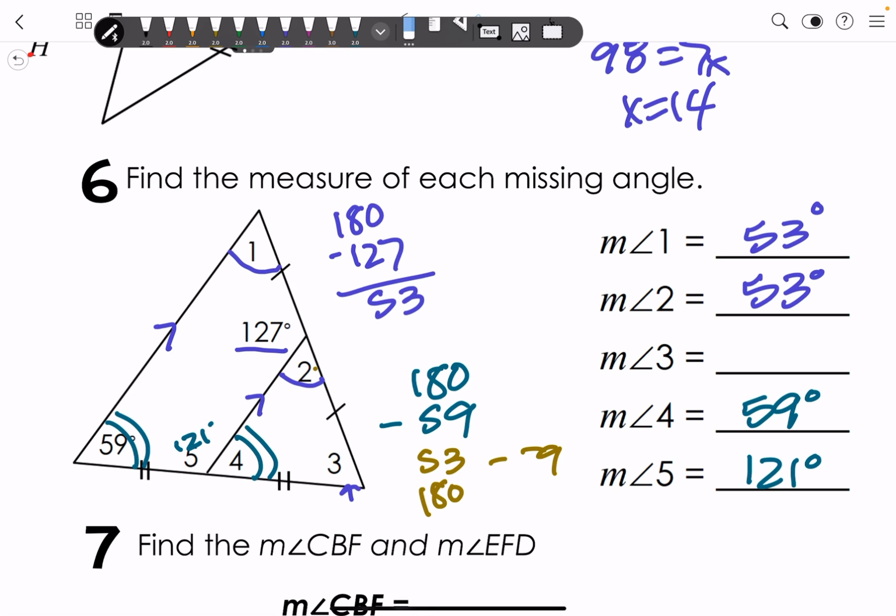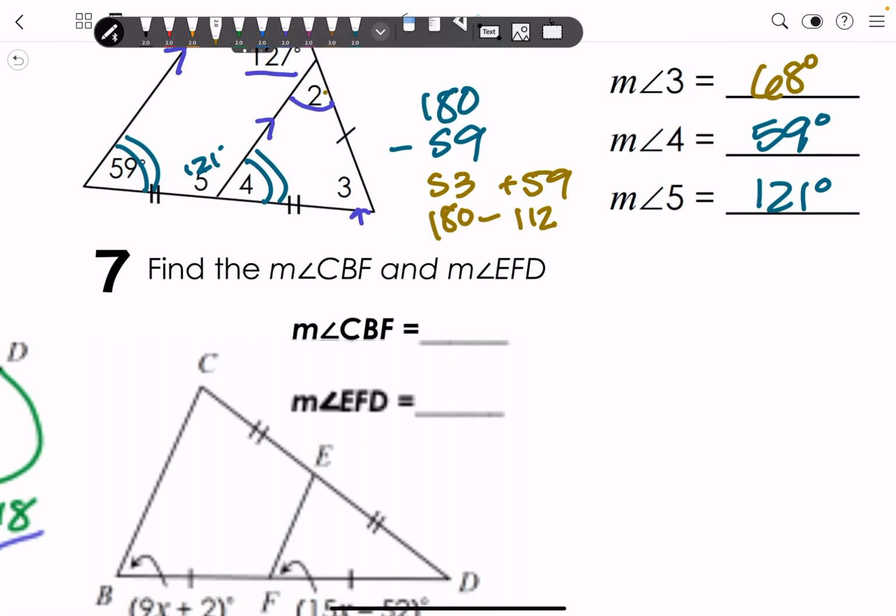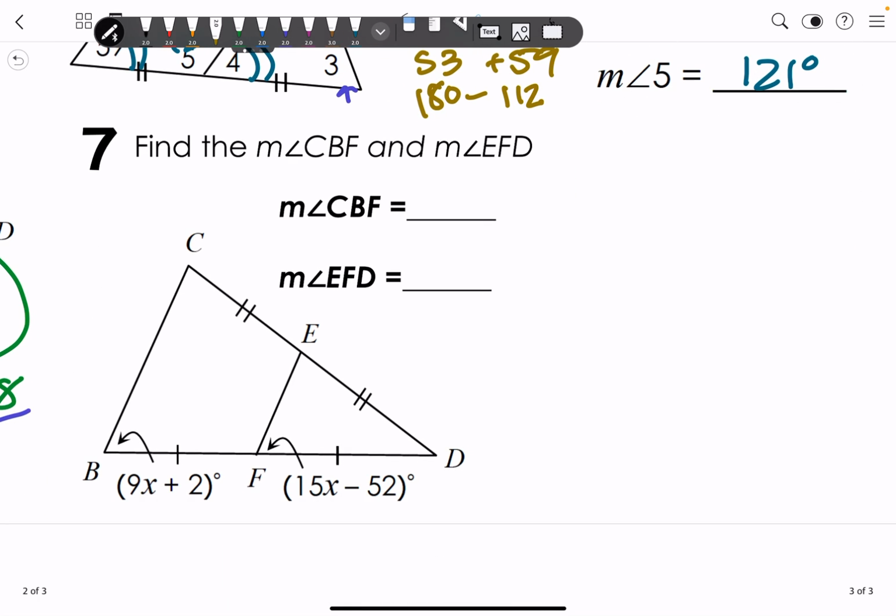Sorry. Oh my goodness, y'all. 112. There we go. And you could figure out all of those measures just by using those parallel lines. Yes, those alternate interior angles, corresponding, same side interior, they're back and they're staying.